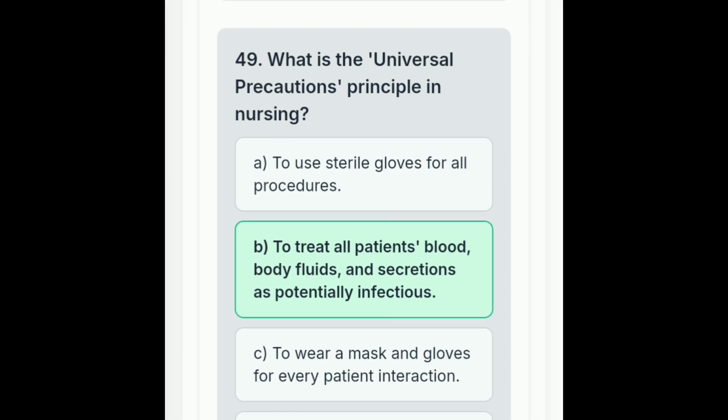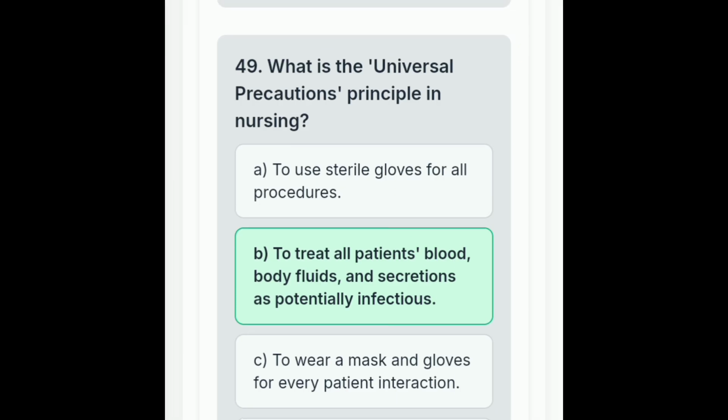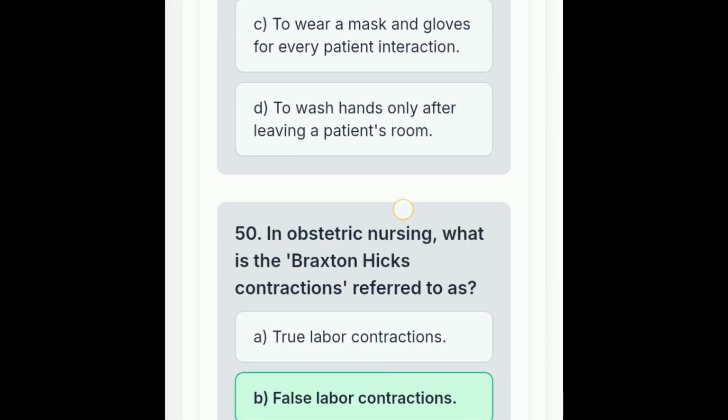49. What is the universal precautions principle in nursing? Option A, to use sterile gloves for all procedures. Option B, to treat all patients' blood, body fluids and secretions as potentially infectious. Option C, to wear a mask and gloves for every patient interaction. Option D, to wash hands only after leaving a patient's room. So B is the correct answer.